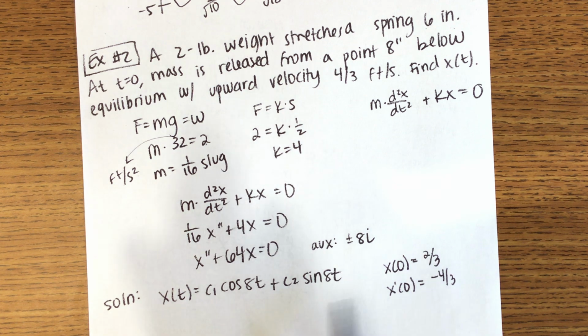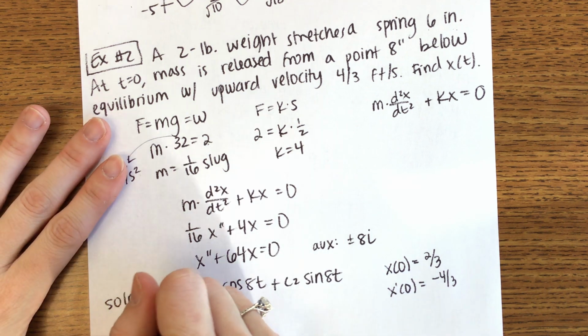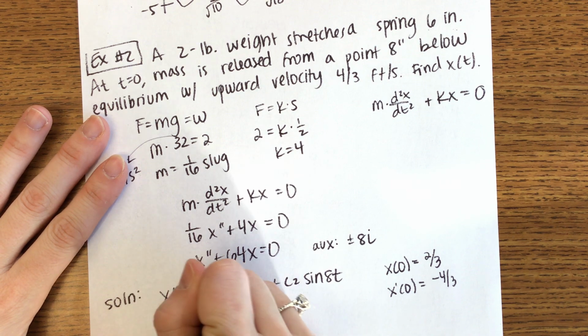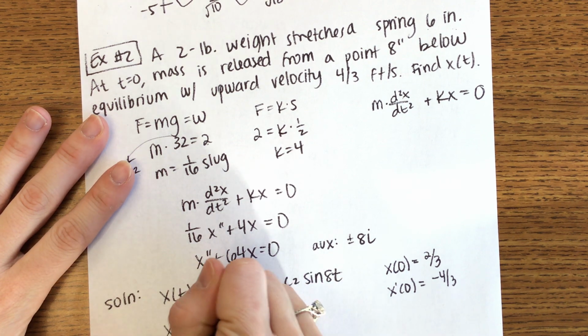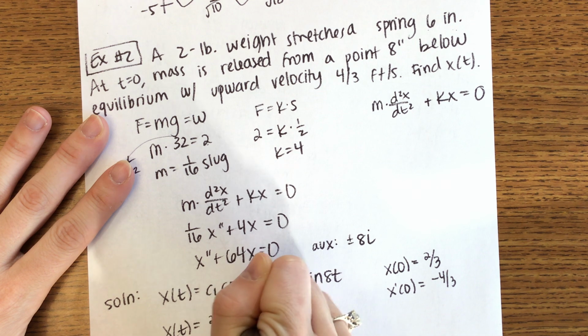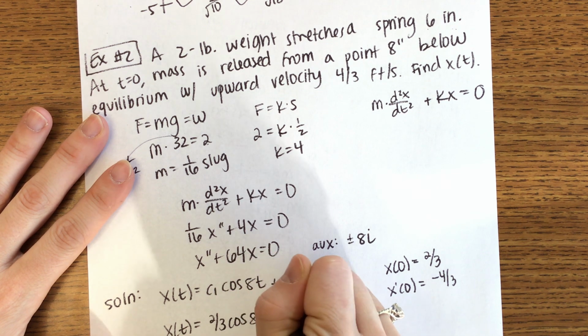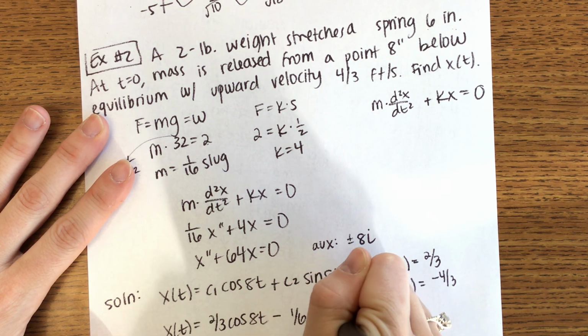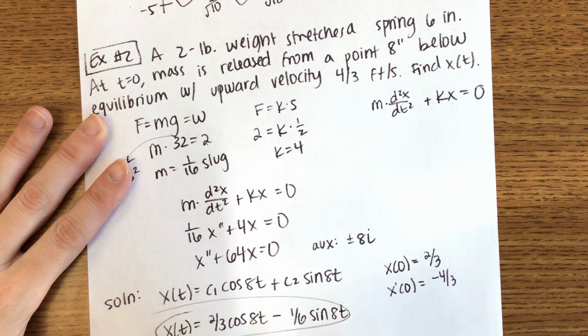Okay. Can I trust that you guys can find C1 and C2? Do we need to go through it? Okay, great. Your solution then ends up being x of t is equal to 2/3 cosine of 8t minus 1/6 sine of 8t.